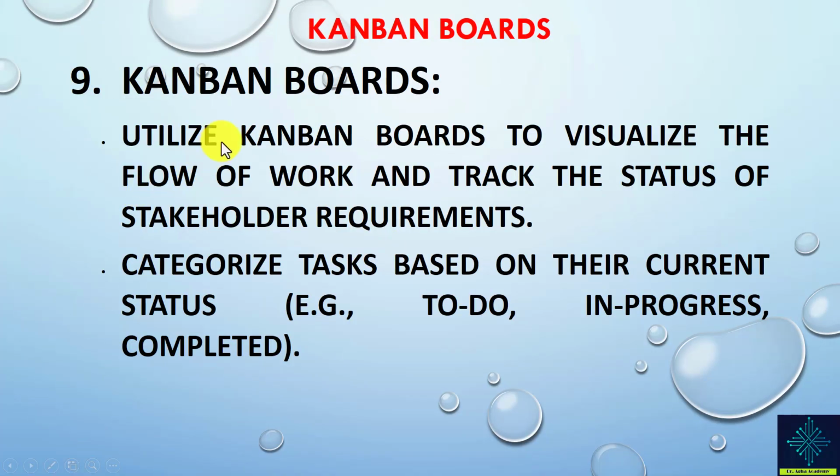Kanban boards. So we utilize Kanban boards to visualize the flow of work and track the status of stakeholder requirements. And here we can simply categorize tasks based on their current status: to do, in progress, completed. We might have other categories if needed, but these are the main categories that we might use frequently in projects, especially in construction projects.